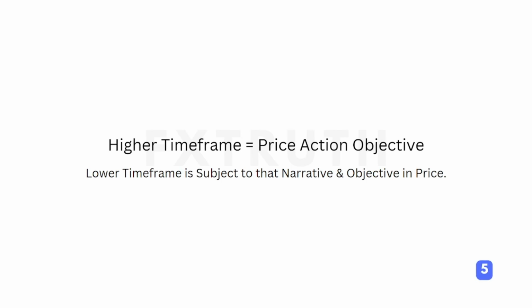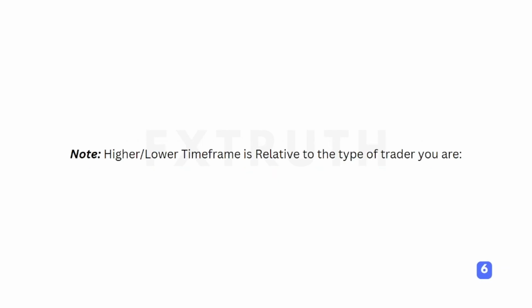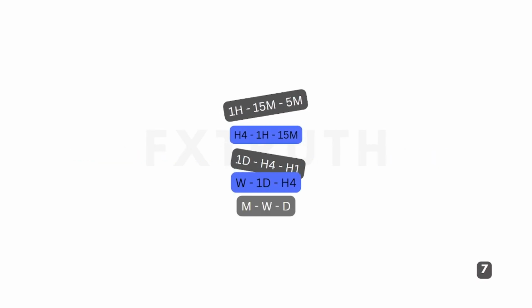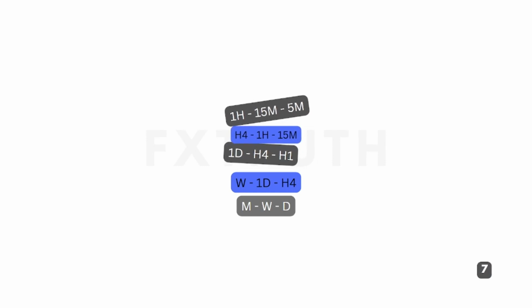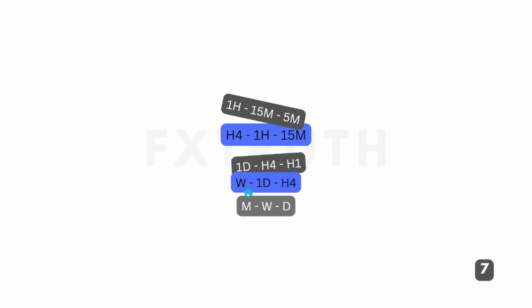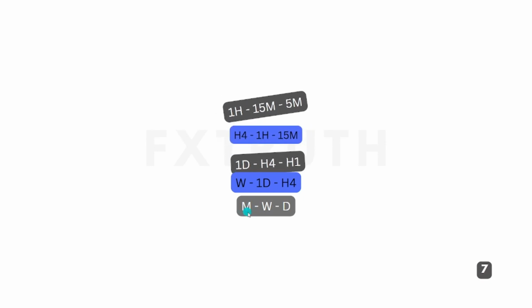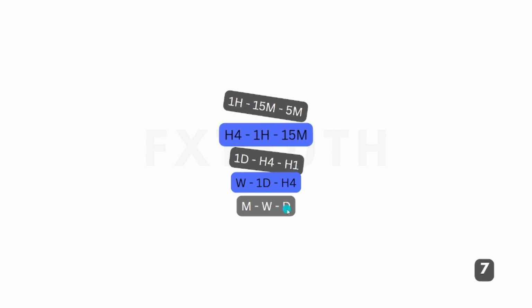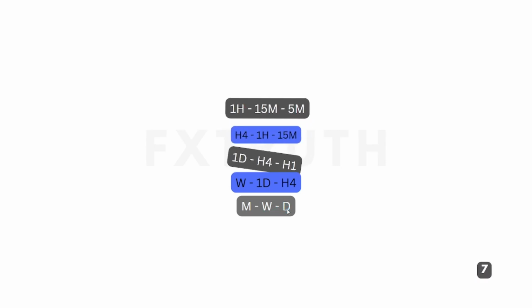So whatever the higher time frame is predetermined to do, we want to see and wait for the lower time frame to align with that particular narrative. Note, higher or lower time frame is relative to the type of trader you are. So here's a time frame breakdown I have outlined that you can actually start with or begin to work with. So we have the monthly, weekly, and the daily. In other words, you're starting at the monthly time frame as your higher time frame, the weekly time frame as your intermediate time frame, and the daily time frame as your execution time frame.